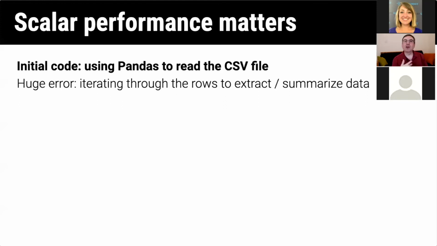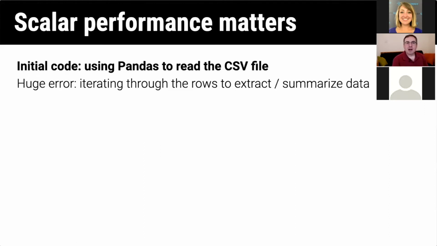So let's start with the lesson that everybody knows is true, but you don't really recognize it until it hits you in the face, which is that your scalar performance matters. So initially, I was using Pandas, which is a popular data processing library in Python, to read my comma-separated value files in. But I needed to do some pre-processing on the data to figure out what the ballots looked like, to figure out what contest was in what ballot style, that sort of thing.